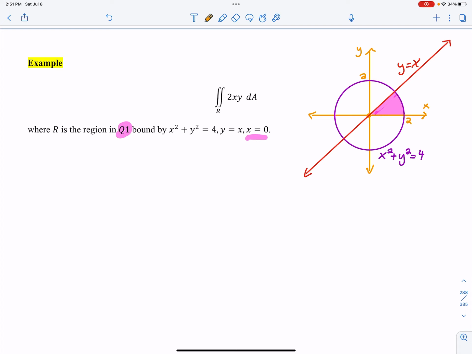This calls for polar, and the whole reason is that it's circular. We can switch these to polar. I have x squared plus y squared now. I'm going to write these in here as a reminder. x squared plus y squared equals r squared. We also have x equals r cosine theta. And we have y equals r sine theta.